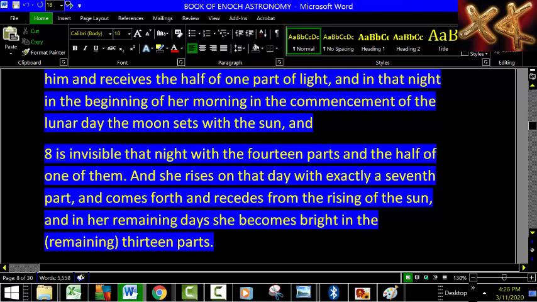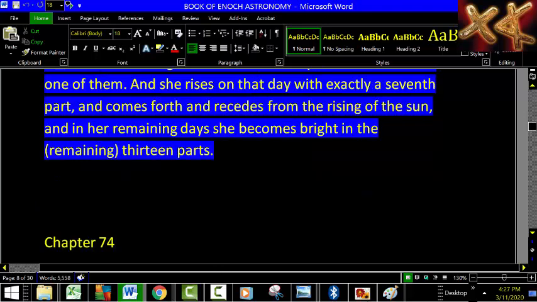And so now we're to determine when the actual first day starts. We come down here. It says, and is invisible that night with the 14 parts and the half of them. Okay. Then it says, and she rises on that day with exactly a 7th part, and comes forth and recedes from the rising of the sun. And in her remaining days, she becomes bright. All right. Now see, right here the moon is no longer rising with the sun, and there is a visible part there. So let's come over and see what that looks like.